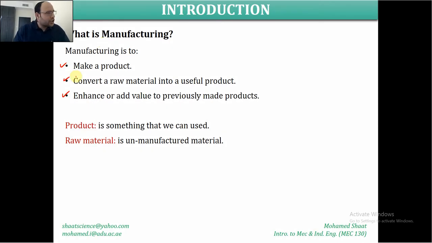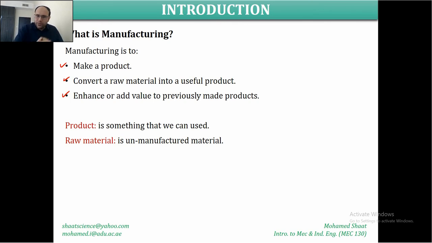All right, so what is manufacturing? Manufacturing simply can be defined as making a product, or we can define manufacturing as converting a raw material into a useful product, or as enhancing or adding value to previously made products. There are lots of keywords here, like raw material and products, which we are going to explain. But in general, manufacturing is to produce something from scratch, or to add value, enhance, or make any changes to any material, whatever it is. These changes and the process to make them are counted as manufacturing.